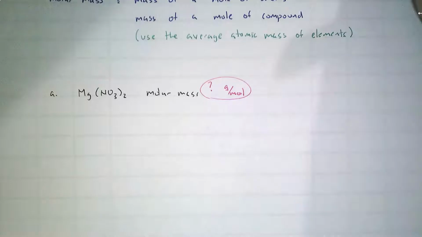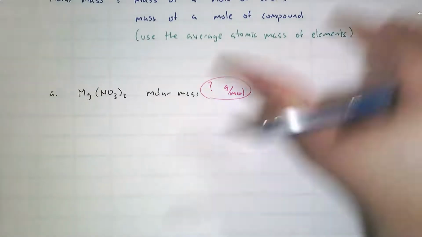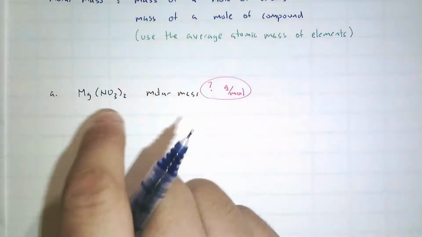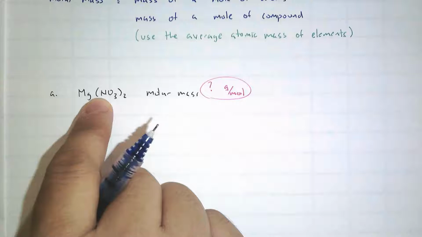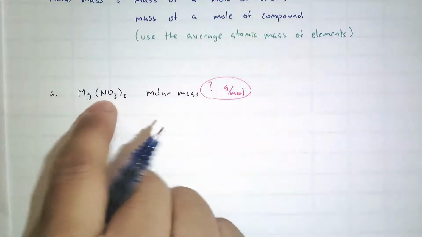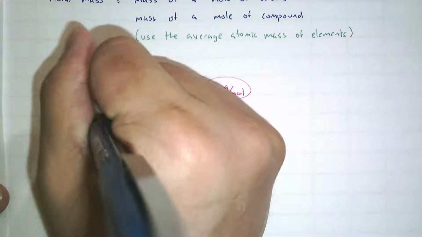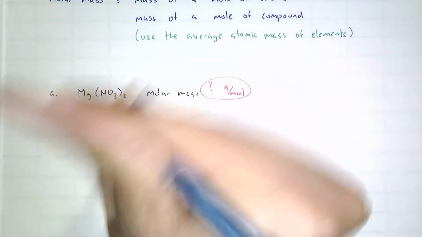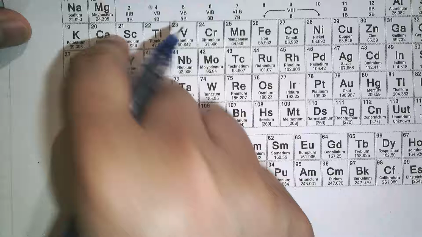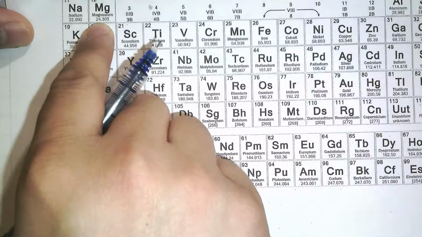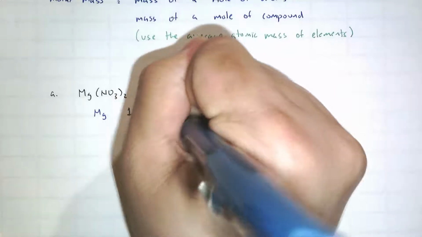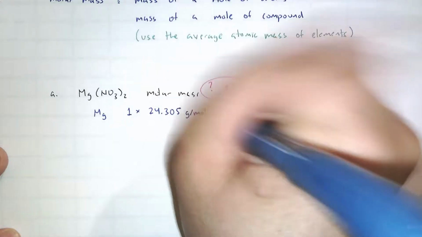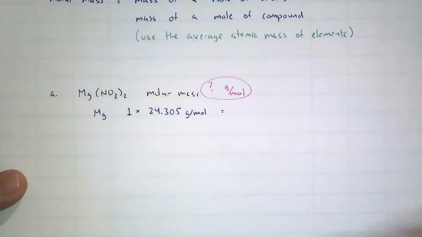Simply, we're going to add up all the atoms and their average atomic masses, but we have to account for the fact that there's not one nitrogen in this molecule. There's actually 2 nitrogen atoms in this molecule. Let me show you how I would set it up. Magnesium. There's 1 magnesium, and magnesium's average atomic mass is 24.305. Let me put the units at least for the first element, and we're going to get that number.